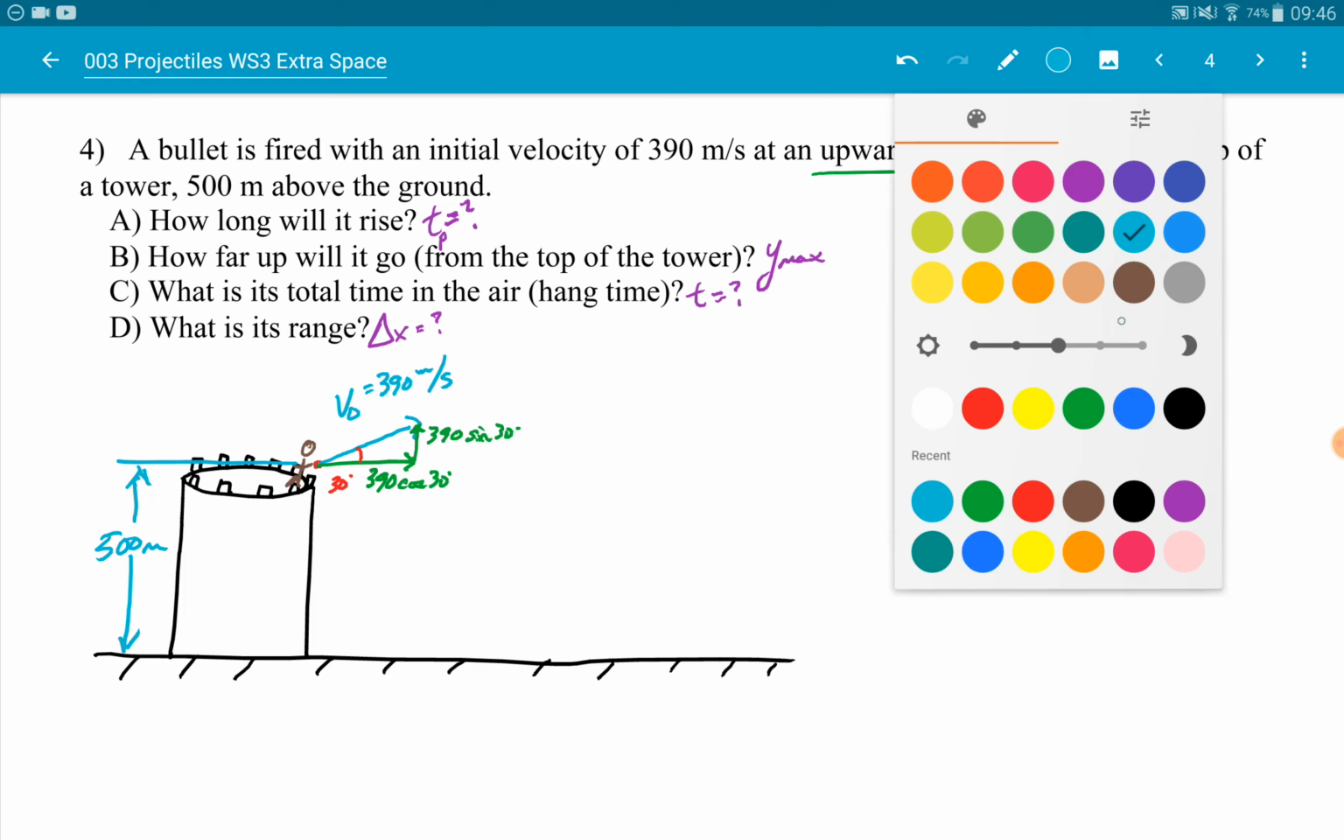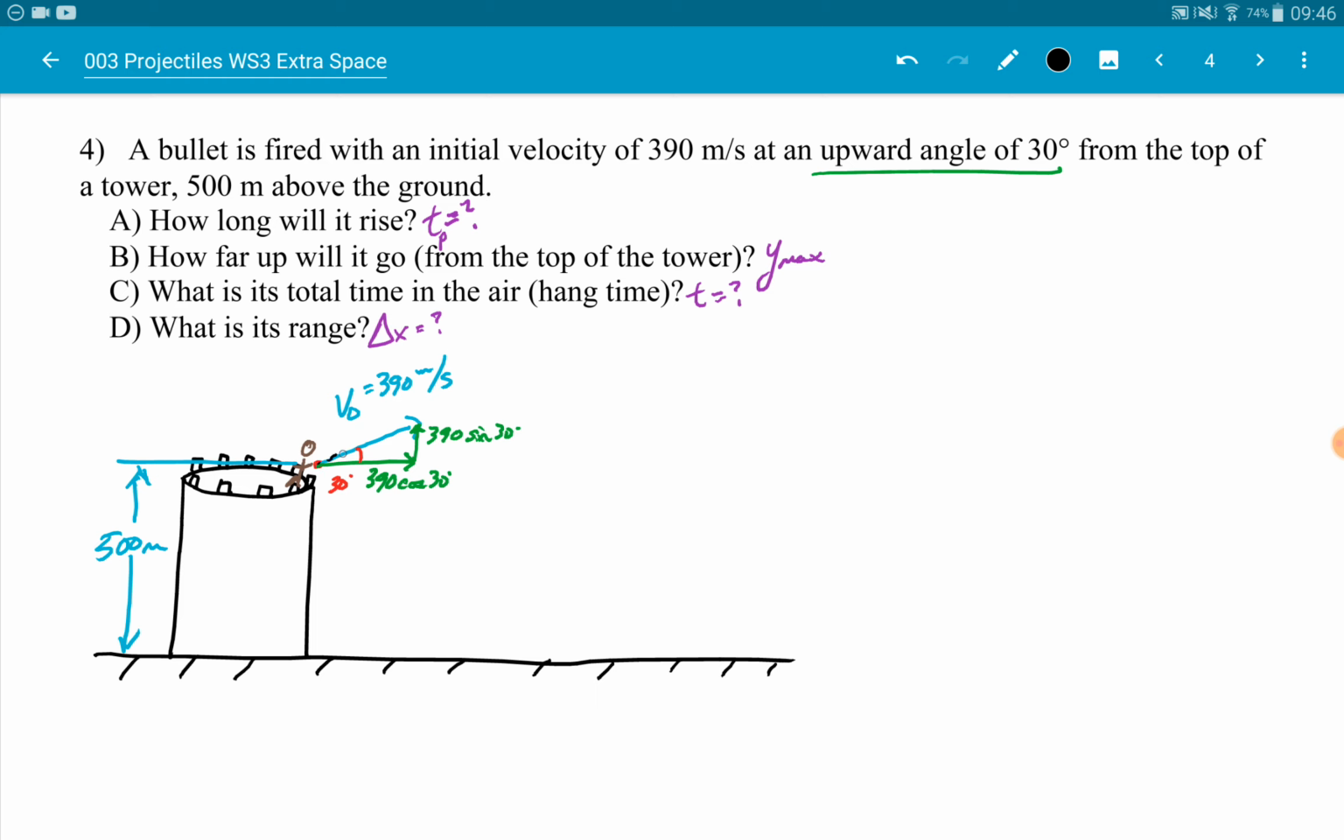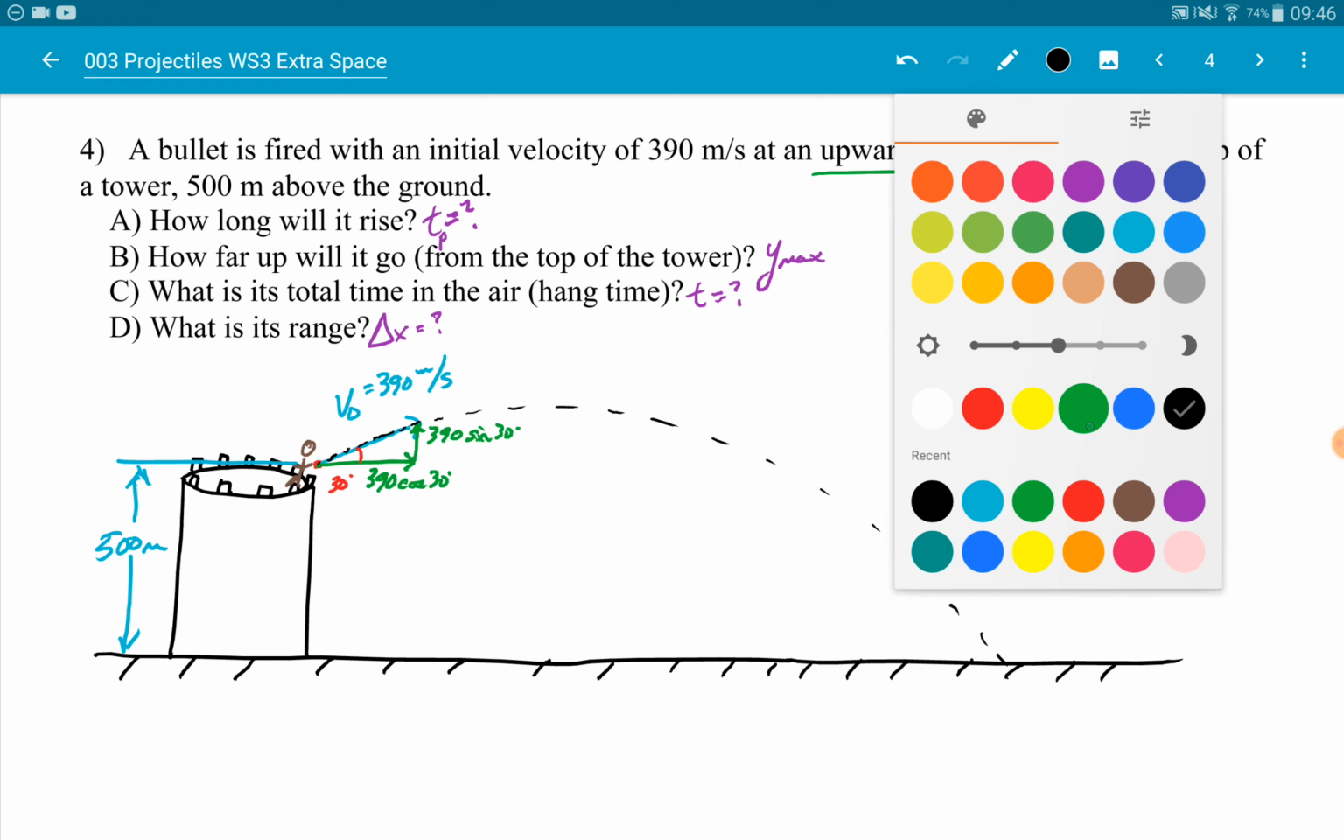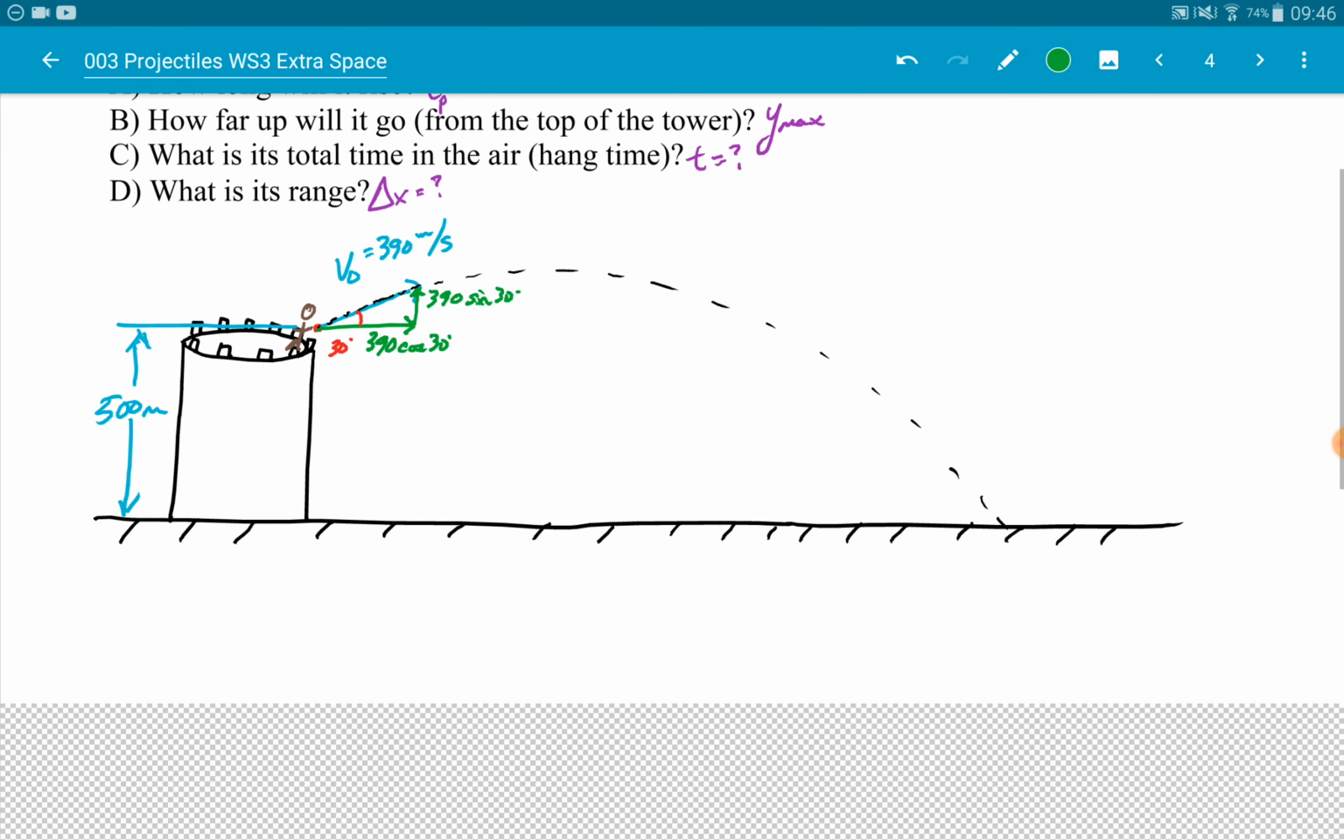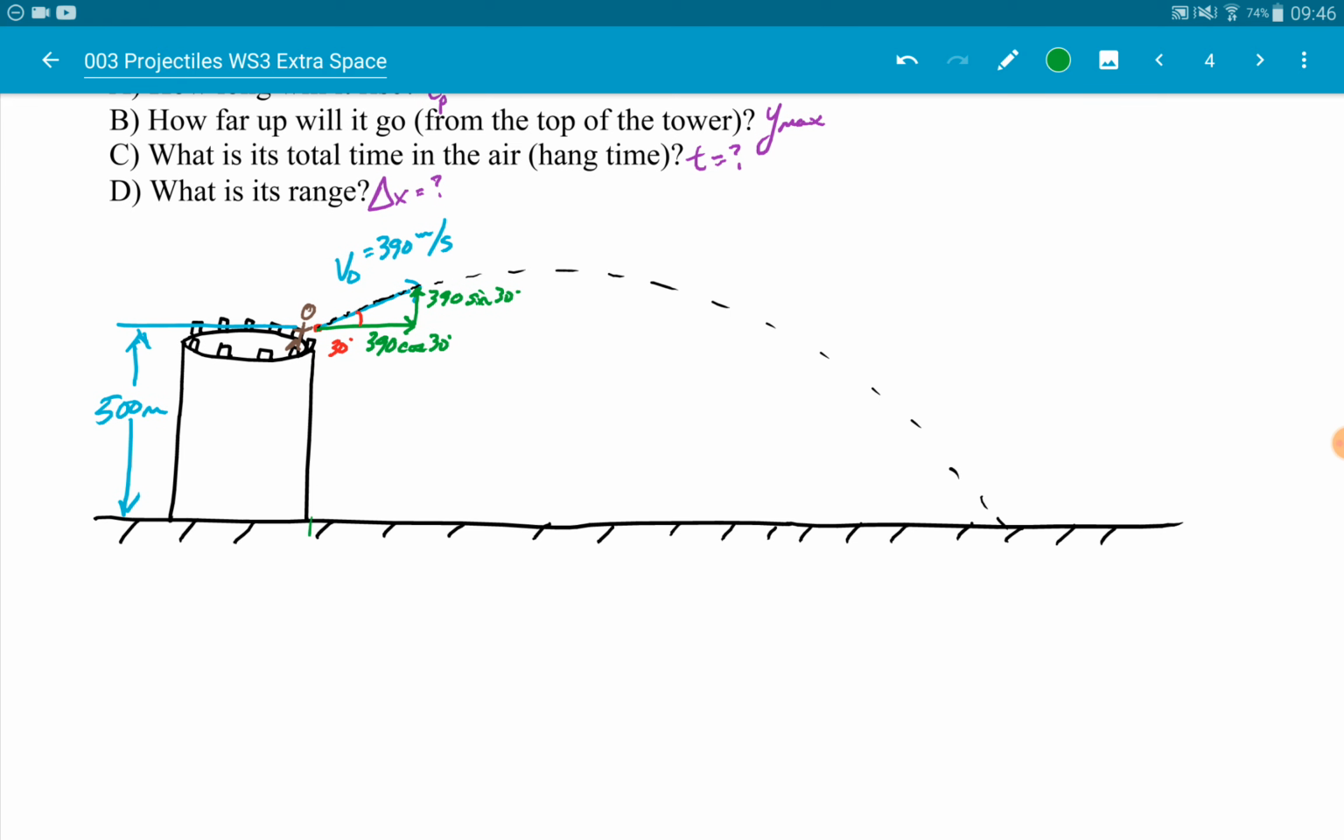I'll draw in the path that this thing is going to take. It's going to be some sort of parabola, looking something like that. I've got to extend my ground here. And I'll label the things that I don't know on here, because that's going to be important. The bullet fires about there and ends over there. Delta x is one of them. We usually are trying to figure out the horizontal range.